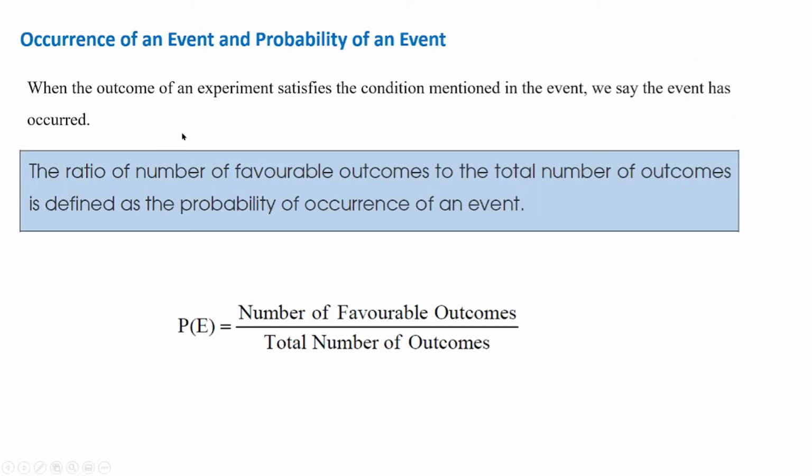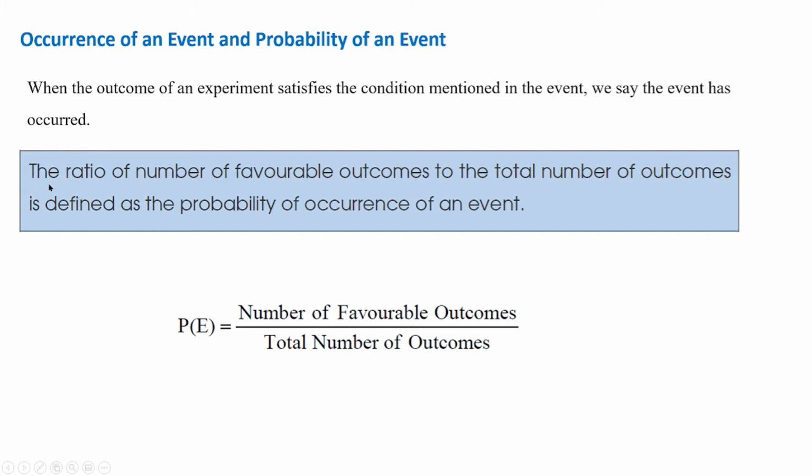And now we will see what is occurrence of an event. When the outcome of an experiment satisfies the condition mentioned in the event, then we say the event has occurred. For example, if the event is getting a tail, and if we get a tail, then we say the event has occurred.